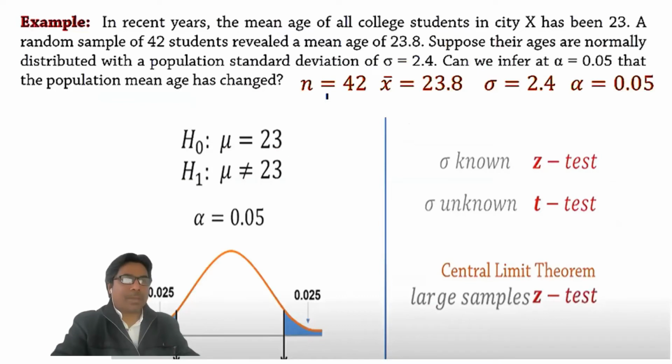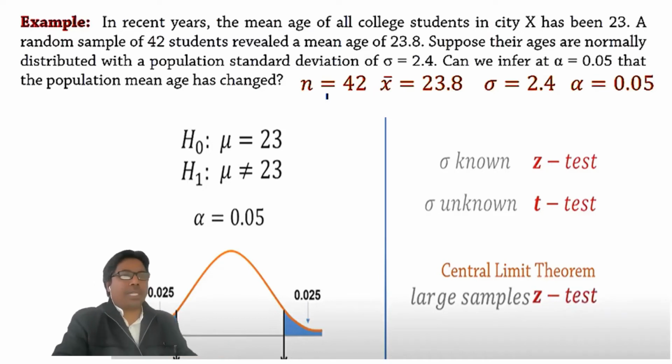Going ahead with the same example, as we said, the mean age of students pursuing college education is 23. Here the researcher draws a sample of 42 students. So the sample size is 42, and it reveals that the mean age of these 42 students is 23.8. Suppose their ages are normally distributed with a population standard deviation of 2.4. We can infer at alpha 0.05 that the population mean has changed.